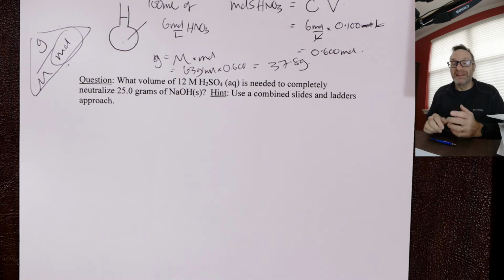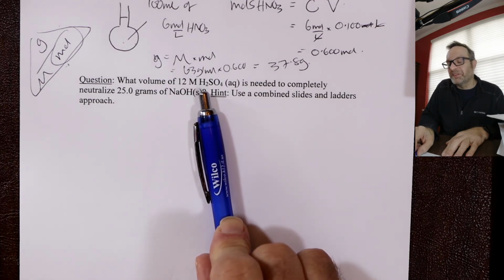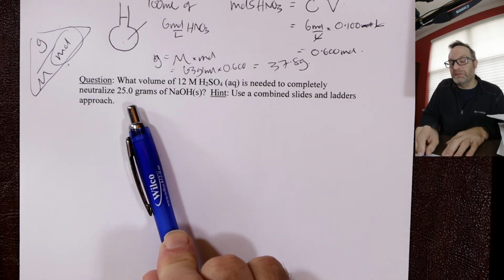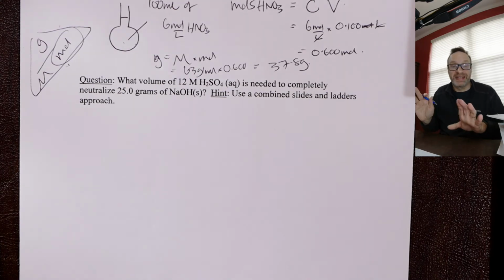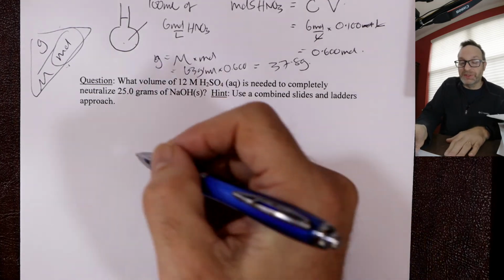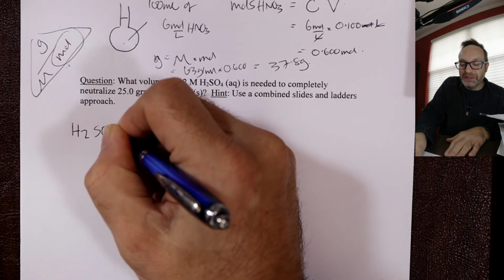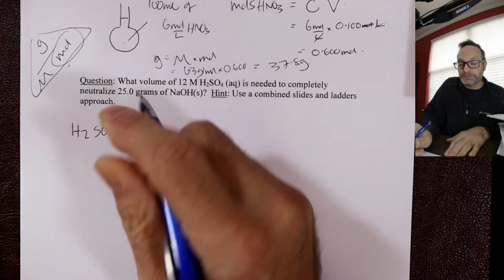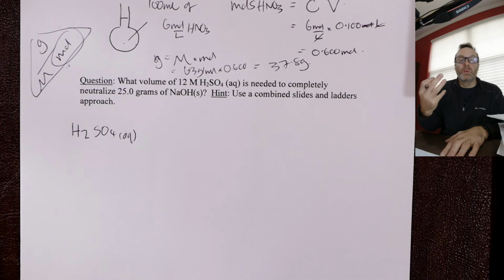All right, you're back. Let's read the question. What volume of 12 molar sulfuric acid is needed to completely neutralize 25 grams of sodium hydroxide? It's a slides and ladders with combined, right? So first thing I've got to do is write a balanced chemical equation. It's acid plus base makes salt plus water. Maybe you remember that. Now, the reason it's weird is because sulfuric acid is diprotic, so I'm going to need 1 molecule for 2 H plus, yeah?